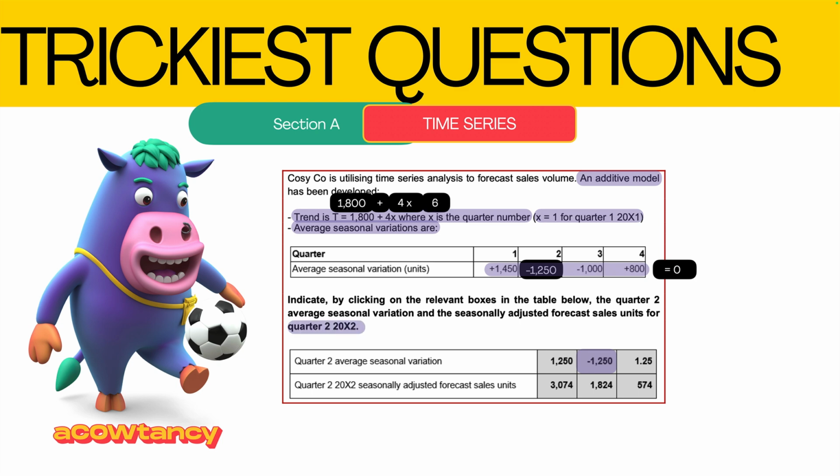So the trend is 1800 plus 4 times 6, 1800 plus 24. The trend is 1824. That's not the answer, that's the trend. What you've got to do in the additive model is add on or take away the seasonal variation. Well, we're doing quarter two. The seasonal variation in quarter two, we worked out to be minus 1250. So my forecast sales would be 1824 minus 1250. The answer is 574.